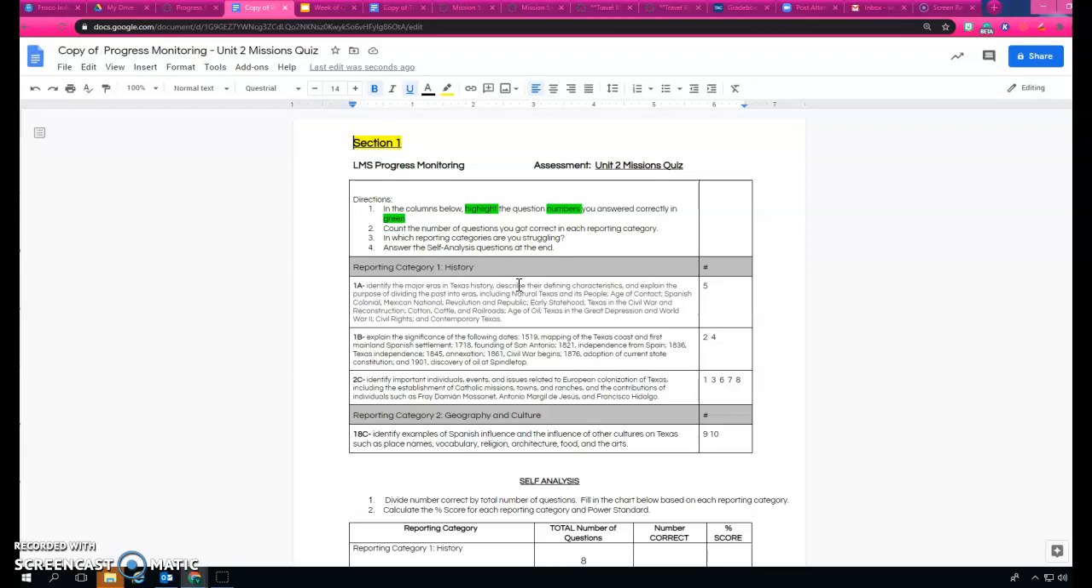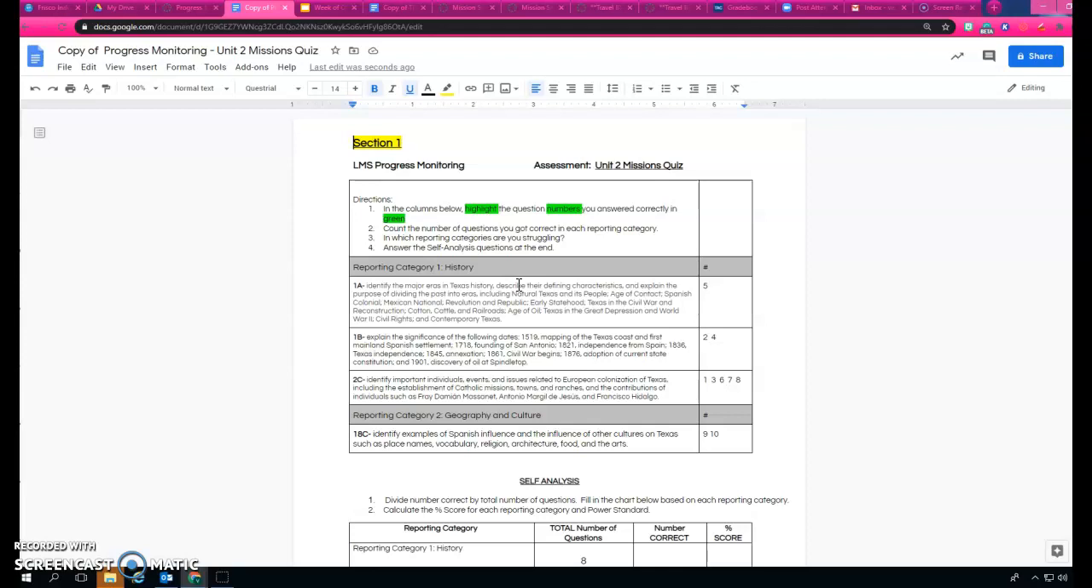As you can see on this document, the first thing you're going to do for section 1, and everybody is completing section 1, is, if you read the directions, it says in the columns below, highlight the question numbers you answered correctly in green. If you got them right and you got the points for that, you are going to highlight that number green. As you are working through this, we're not going to highlight what you missed in red or anything like that, only in green.